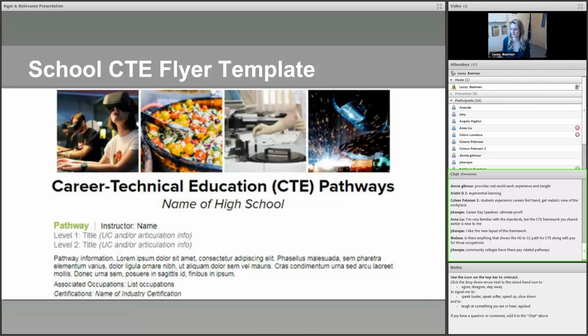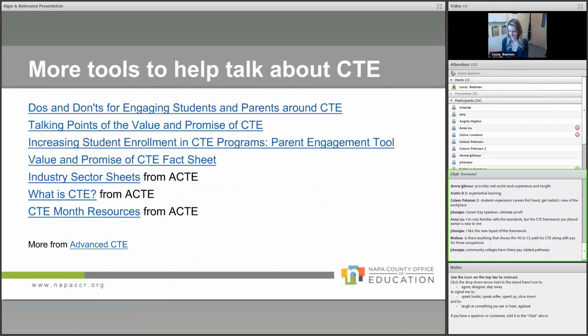There's a place for address, state, your website if you have one, and a phone number. So this is yours to use to help you talk to students about the CTE pathways you're offering and to tell the community what you can offer. If there are any questions, feel free to add them.